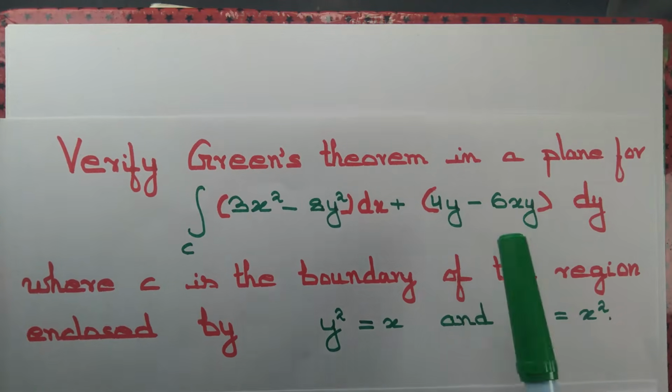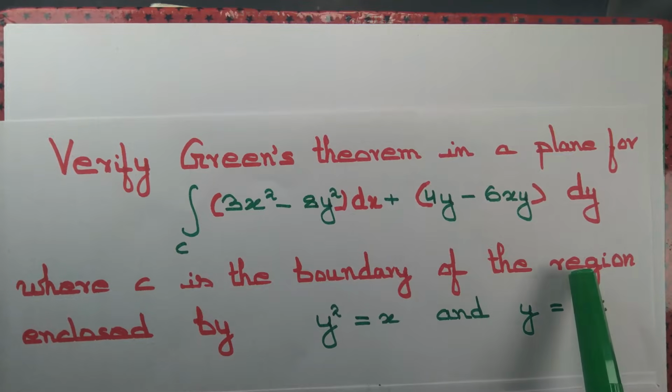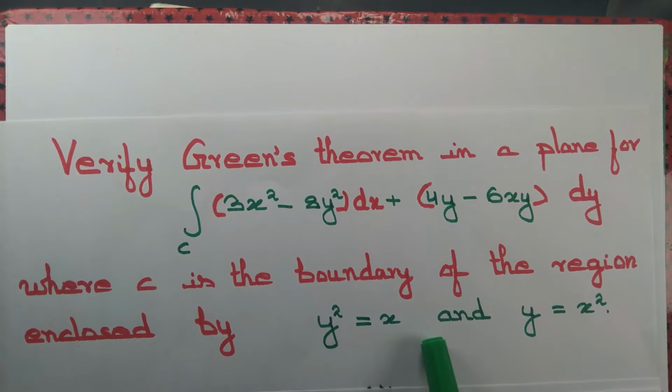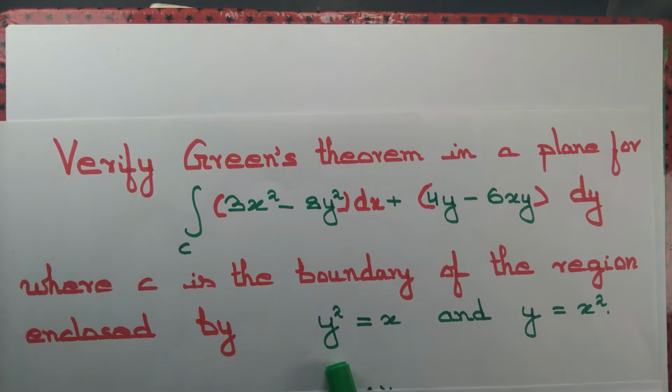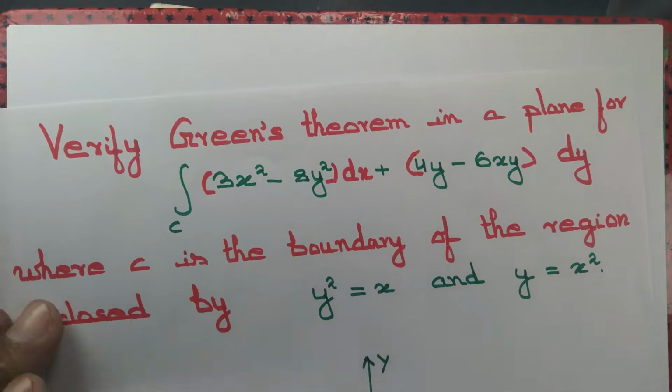We want to verify Green's theorem in a plane. For that purpose, we need a region enclosed by a closed curve. In this case, we are given y square equal to x and y equal to x square. Let us draw those two curves.